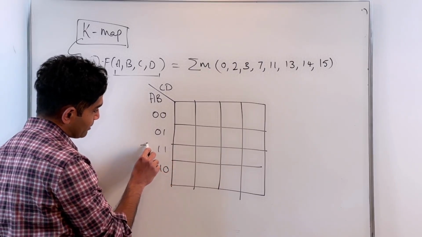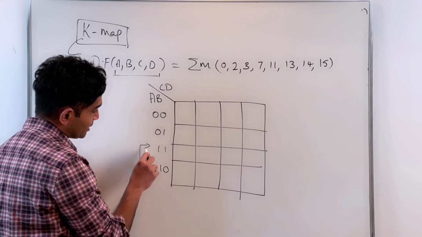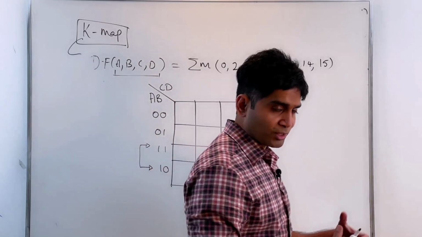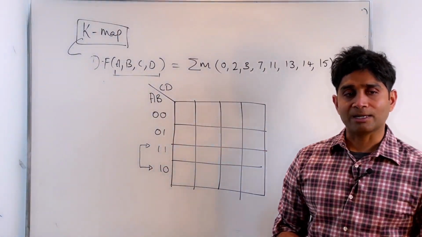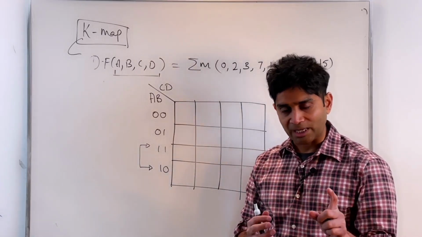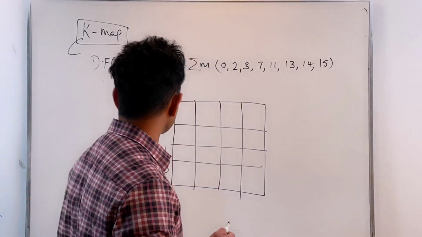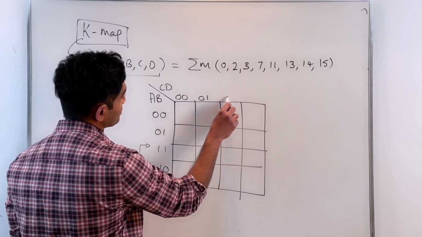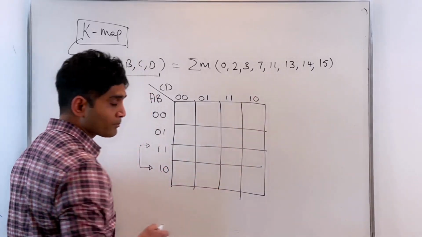Again, we remember the swap here. I'm trying to make sure that physically adjacent cells that are next to each other are adjacent according to the rule, where going from one cell to the next, only one variable changes. Likewise here, I have 0, 0, 0, 1, 1, 1, and 1, 0.